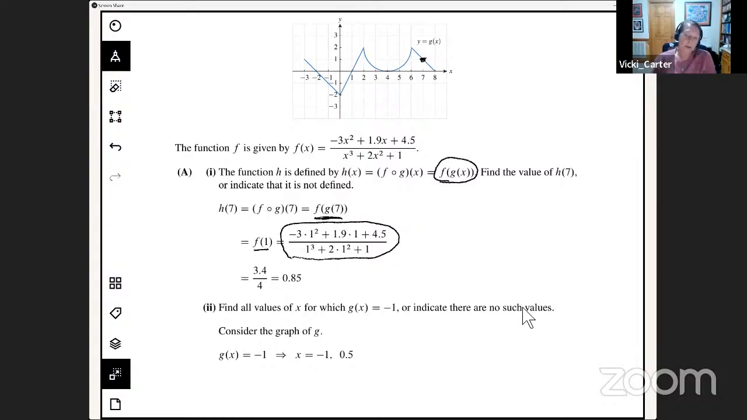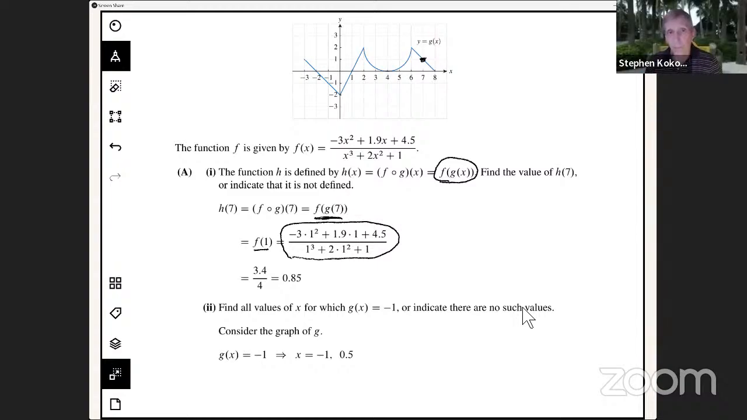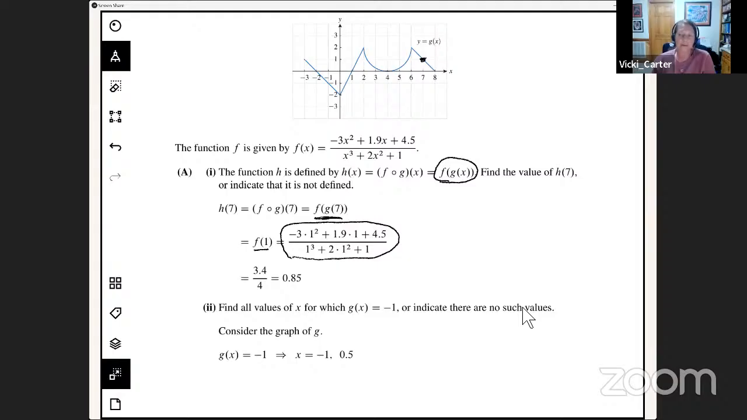Probably I would advise students in this case to have stored that function and just calculate f of 1. You have a greater chance of getting it correct than making a little silly arithmetic error by doing the substitution. Gotcha. Okay, well, I did that. I went to my calculator and I got a final answer of 0.85.